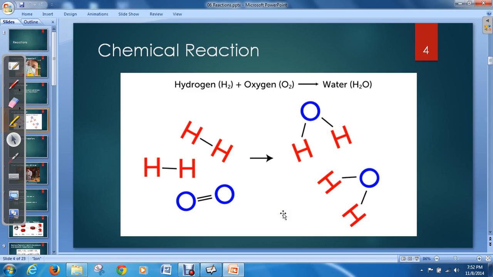And so we're breaking these chemical bonds, like we talked about in the last chapter. We're breaking them, and we're rearranging these bonds and these atoms to make new substances. This is what a chemical reaction does.